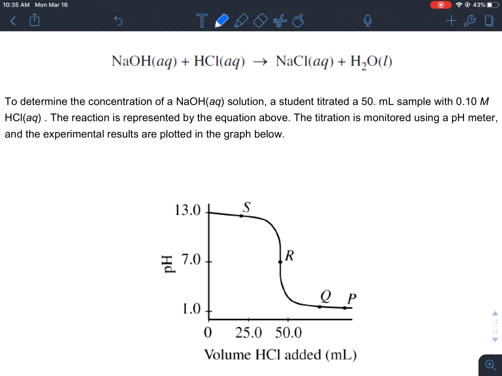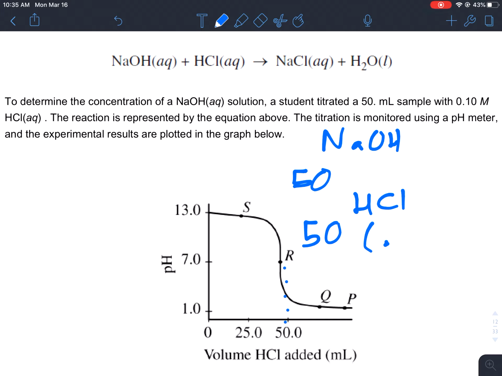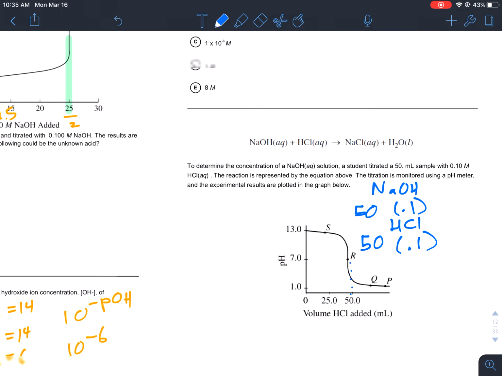Well, where was the equivalence point? The equivalence point, M1V1, was when 50 milliliters of HCl. So you had a 50 milliliter sample of NaOH, right? And then you needed 50 milliliters of your HCl at 0.1 molar. I'm just going to get the cat out of the bag. M1V1 equals M2V2. This is 0.1 molar as well.